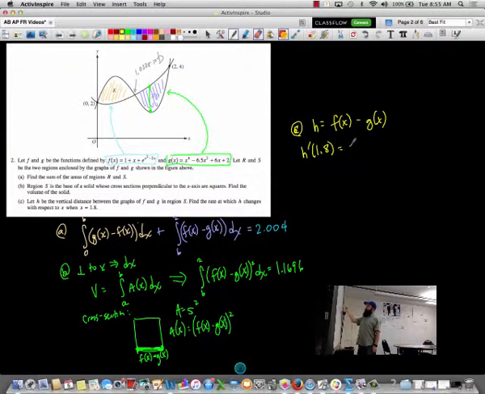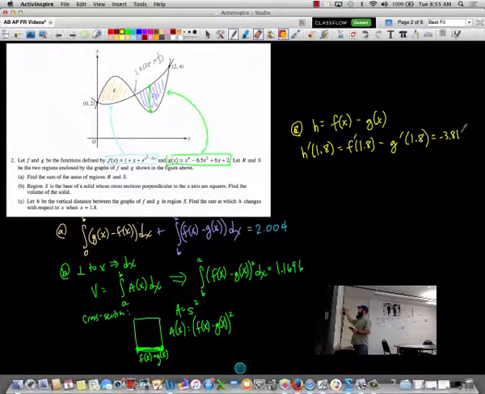When you find the derivative of things that are subtracted, you do those separately. So h prime would be f prime minus g prime, and then when I plug 1.8 into each of those, that gives me the actual value of the rate of change at that point. I've done that on my calculator. It's negative 3.8117, so negative 3.812. That would be the answer to part C, and that's the entirety of number 2.